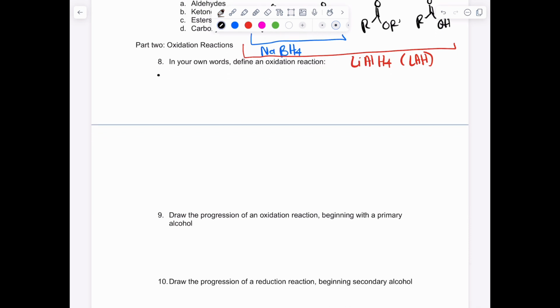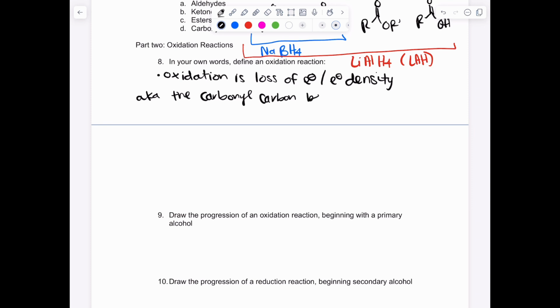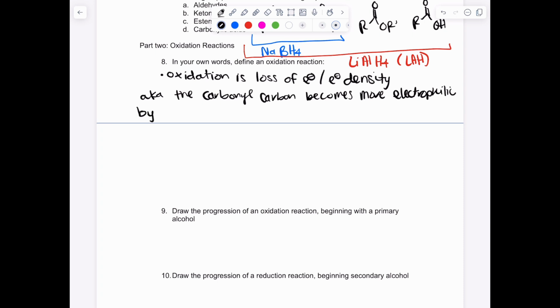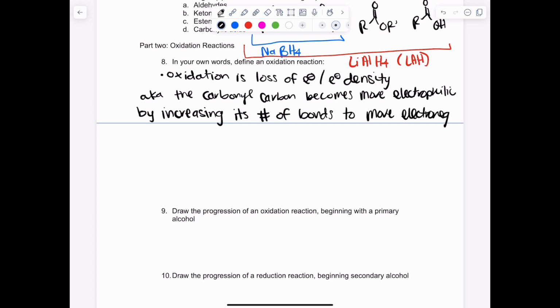Moving on to oxidation. Remember, oxidation is loss of electrons or electron density, so in my own words, the way that I think about it is the atom that is oxidized becomes more electrophilic because it becomes bonded to something that is more electronegative than before. So for example, if you started out by a carbon being bonded to hydrogen, and then the hydrogen is replaced with oxygen, the carbon in that bond is now more electrophilic because the oxygen is pulling more of those electrons away from the carbon.